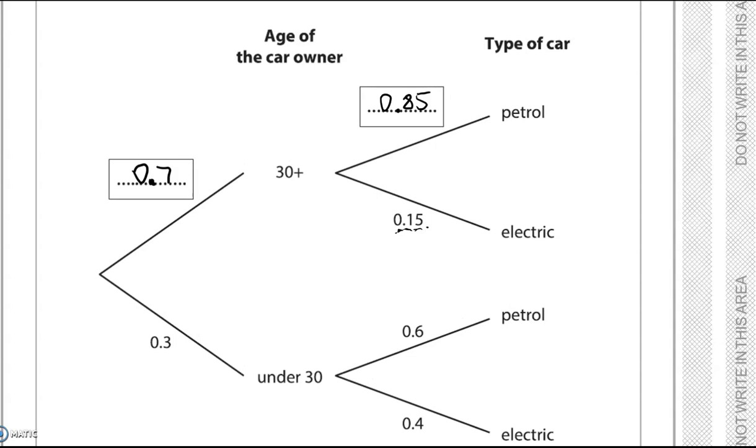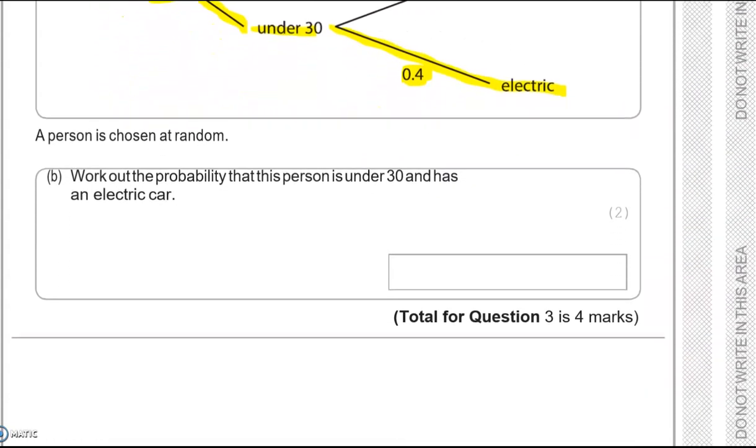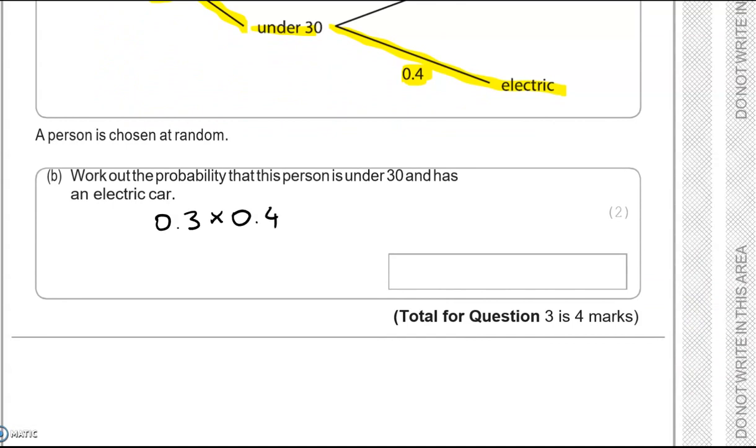So we're looking now at the probability of a person being under 30, so going through this route, and owns an electric car. So these are the two probabilities we're focusing on. As we are going across the probability tree, we're going to multiply these two. So 0.3 times 0.4, which gives us 0.12.